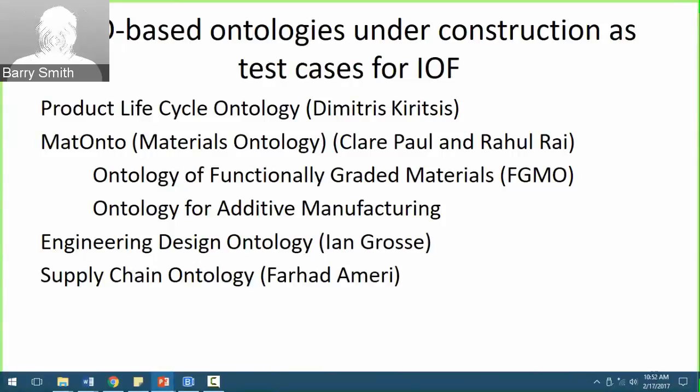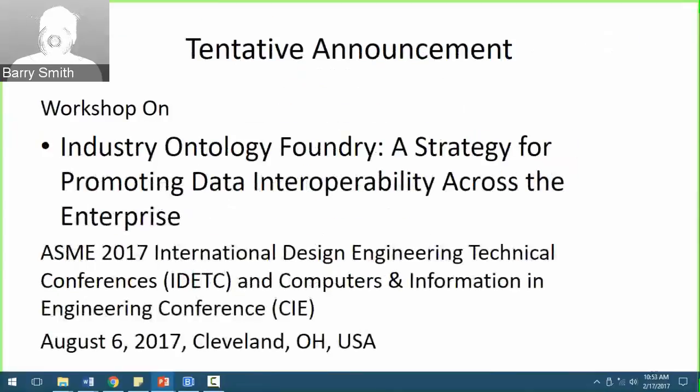Then we are doing something similar in Buffalo with the functionally graded materials ontology. And Dimitris, with some help from me, is doing the same work in Lausanne with the product lifecycle ontology, which I talked about at an earlier meeting in this series. We have information and papers on all of these if people are interested in seeing what we're doing.